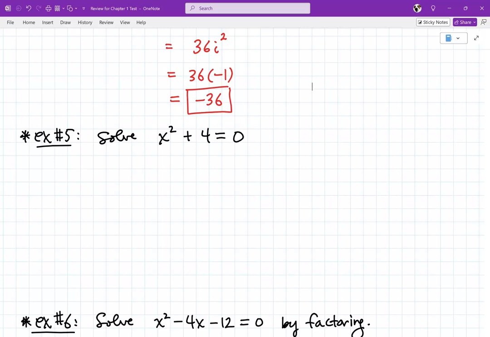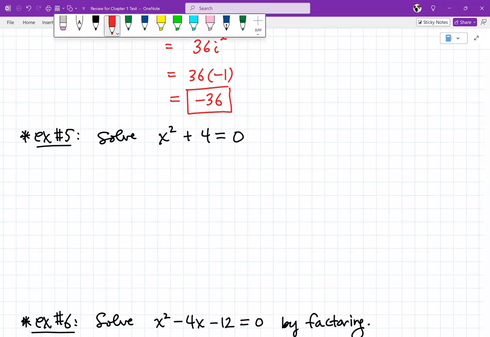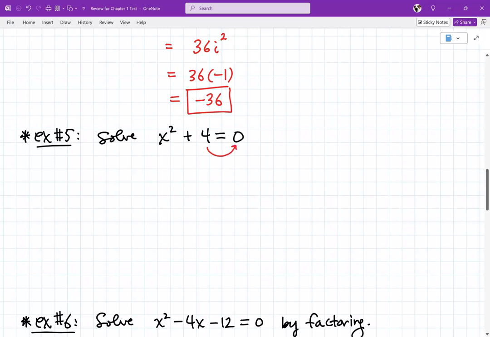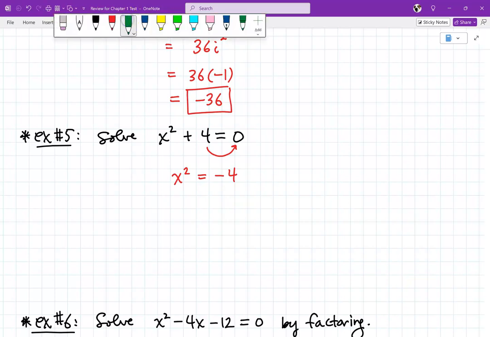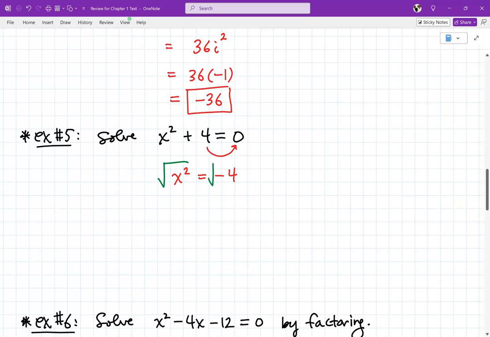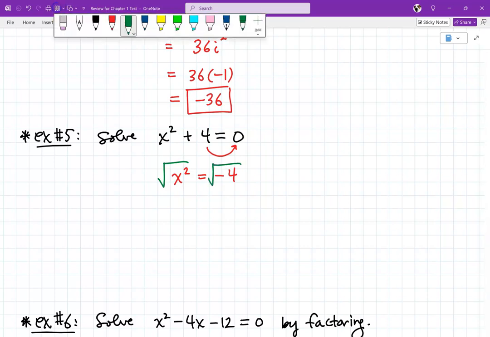Nothing too difficult, right? But I still have to solve for it. So what I'm going to do is get this positive 4 and move it over. Okay, so x squared is equal to negative 4. Then I'm going to take the square root of both sides, so the square root of this side, the square root of that side.